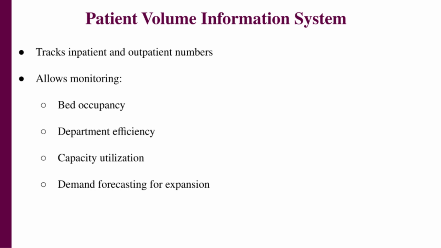Closely related to this is the patient volume information system. This system tracks inpatient and outpatient numbers. It allows management to monitor bed occupancy rates, are hospital beds being used efficiently; department efficiency, which units are over or underutilized; capacity utilization, when is expansion needed; and demand forecasting, which helps predict service needs and plan resource allocation. For example, if the emergency department consistently exceeds capacity, data may support adding urgent care units.